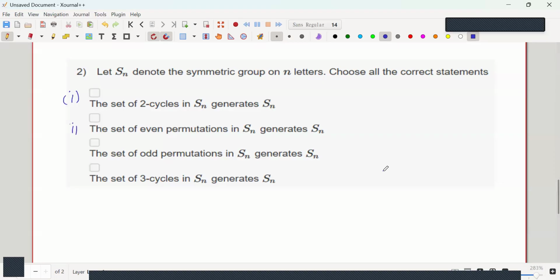Yes, sir. Reason? Well, any permutation can be written as a product of transpositions. Great. So any permutation can be written as a product of transpositions.